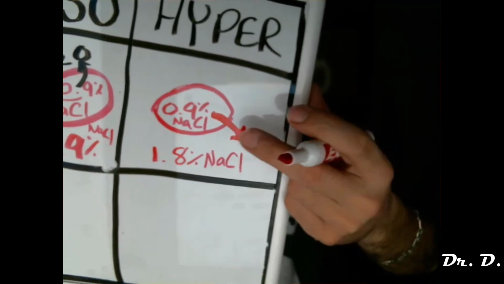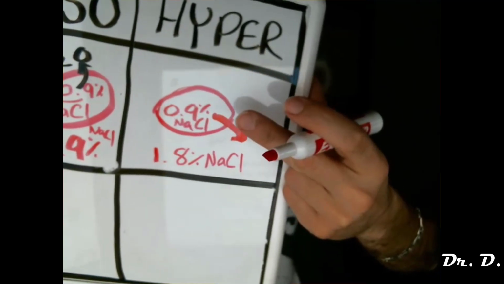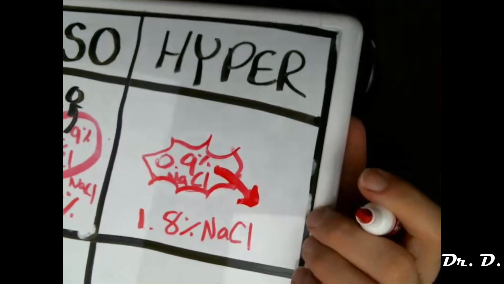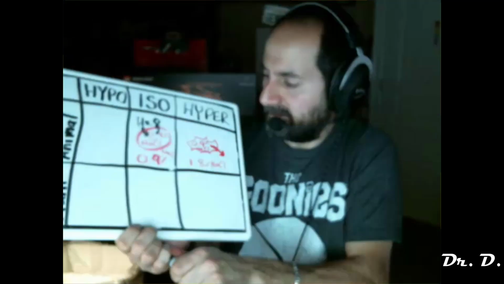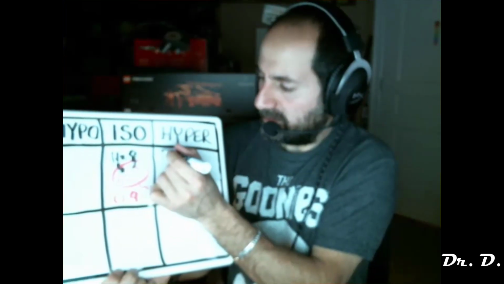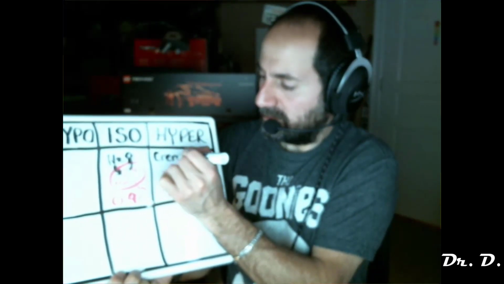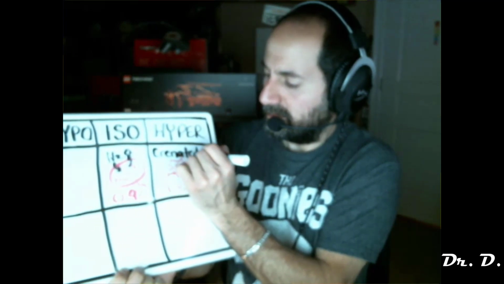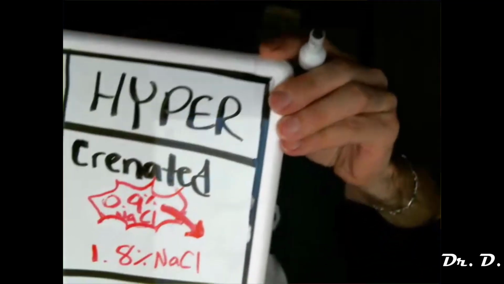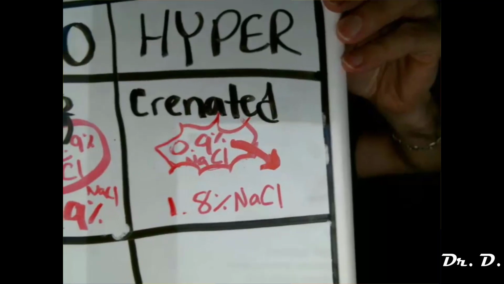You know what that means? That means more water will leave the cell than enter the cell. And you know what that causes the cell to do? The cell will shrivel up like a raisin. And this is called a crenated cell. Let me write that in another color. Crenated. There you go. Crenated means shriveled up cell.